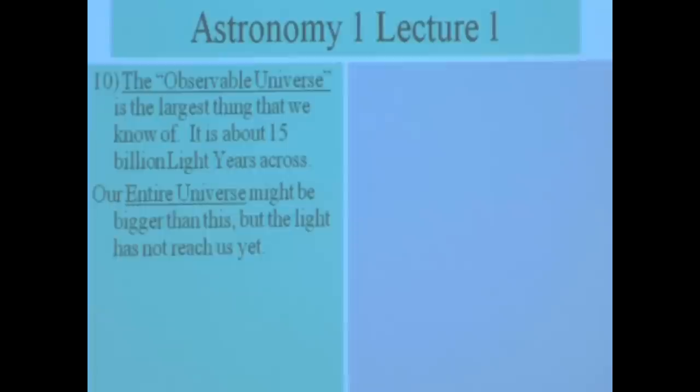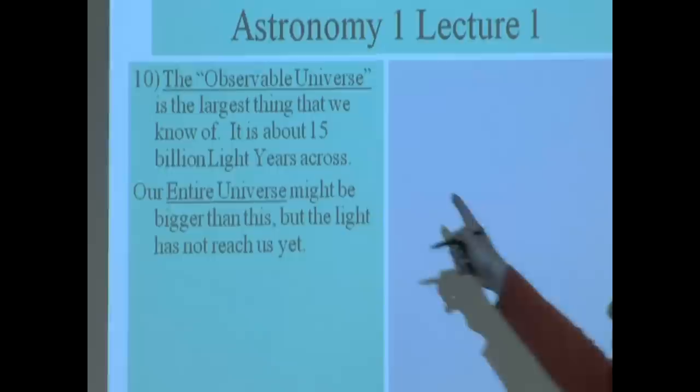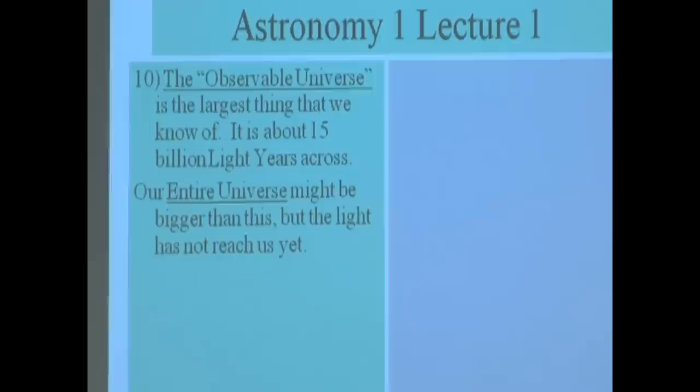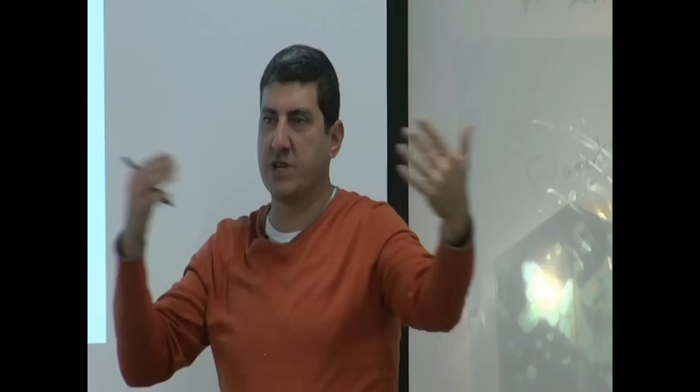The observable universe, which is this one right here, I can call this observable. So that's what we observe. It's the largest thing that we know of. It is about 15 billion light years across. That's because we can see the light coming from those stars, and we can study those stars. If something is outside of that, either the light hasn't reached us yet, or maybe there's nothing outside of that. So what's outside of the universe? We don't know. It's not like we can come out of it and look inside and study it. We're inside of it.